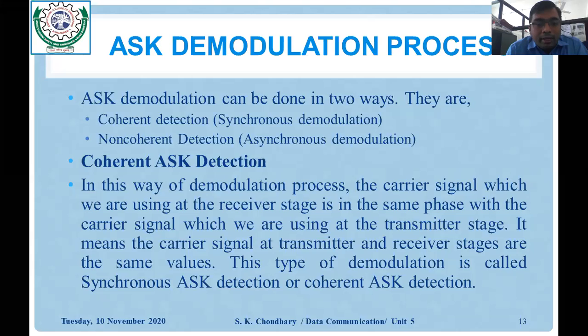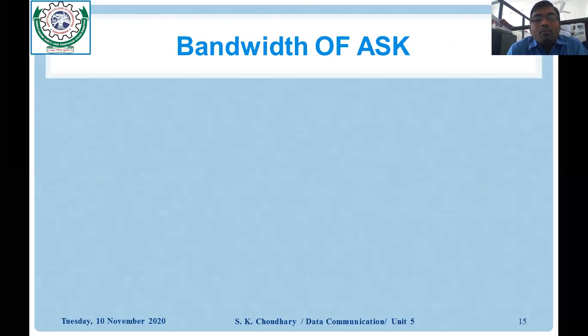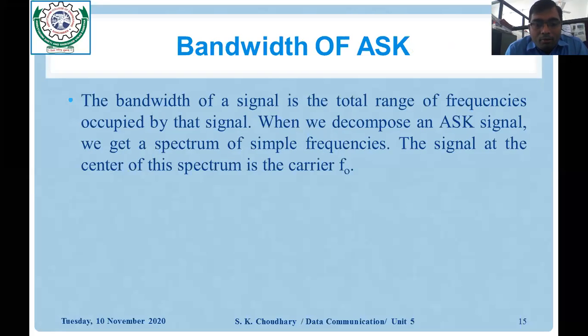At the end, we ended our lecture on the point that there are two types of demodulation technique in ASK: one is coherent, the other is non-coherent. We have already seen coherent detection. So today we will discuss the bandwidth of ASK.